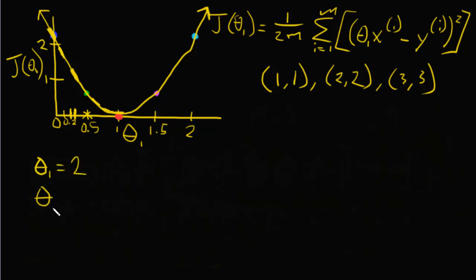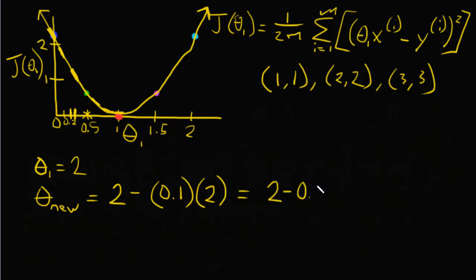So we have theta new equals the theta old, 2, minus my alpha, 0.1, times the slope, and we'll say that this is symmetrical so that the slope on this side is the same as the slope on this side, except now it's positive 2. When I do that, I'm going to wind up with 2 minus 0.2, which is 1.8. So my next guess moves over. So somewhere around here, 1.8, right there.